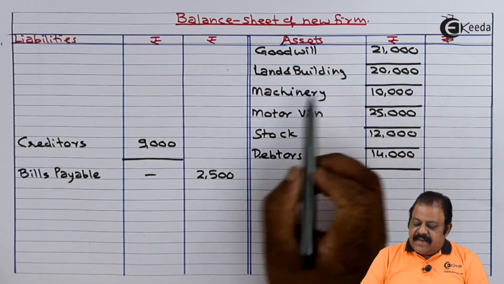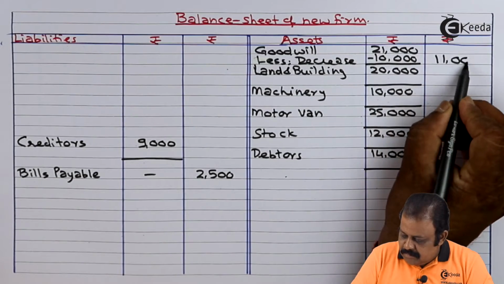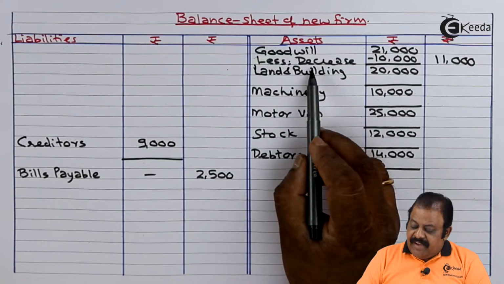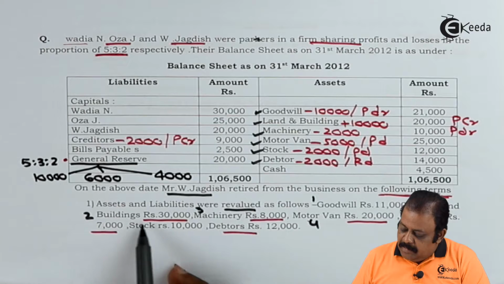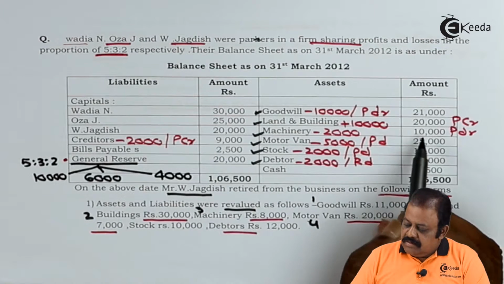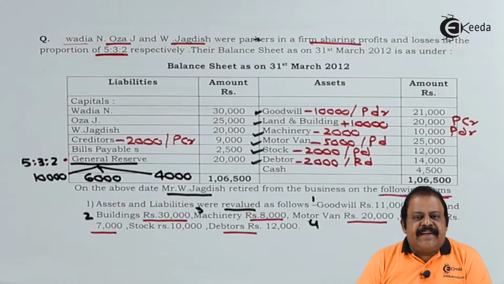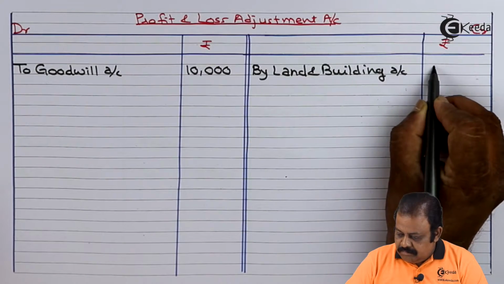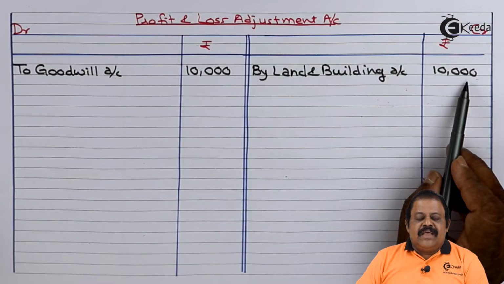Balance sheet on asset side, balance sheet asset side goodwill book value 21,000. Now due to revaluation there is decrease of 10,000. New value 11,000. Land and building revised value is 30,000. Book value is 20,000. We'll have to increase land and building on asset side by 10,000. Second effect, profit and loss adjustment account credit. Profit and loss adjustment account credit by land and building 10,000.